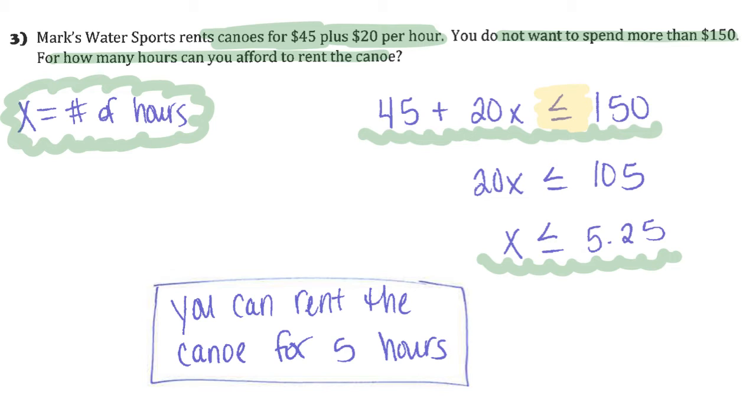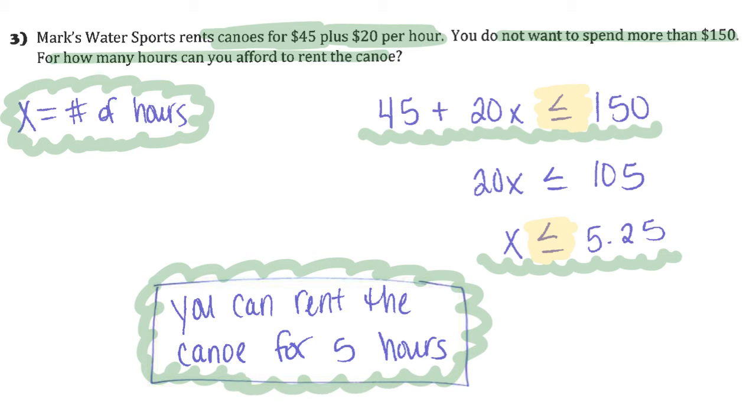Well, that's number of hours, and we're renting by the hour, so I don't want to keep that 5.25. I want to let this symbol, less than or equal, guide me to round down. So notice my final answer is just 5 hours to rent that canoe. Make sure you're actually stating what that answer means. It's 5 hours, so put a label on it.